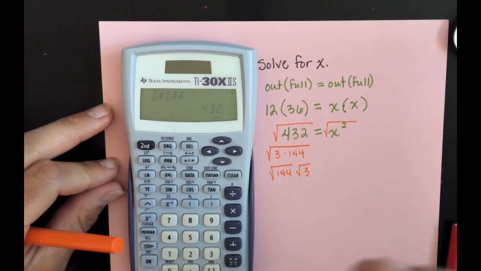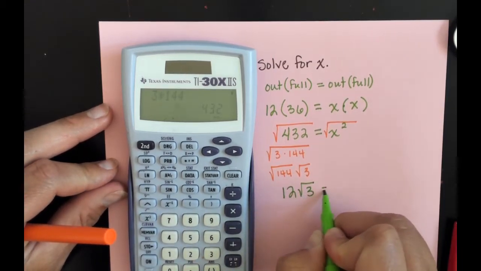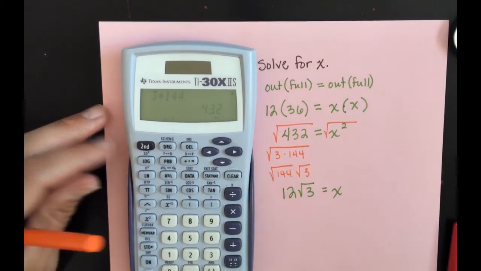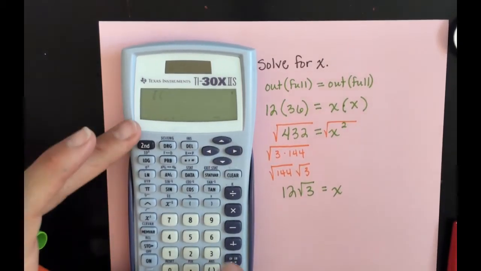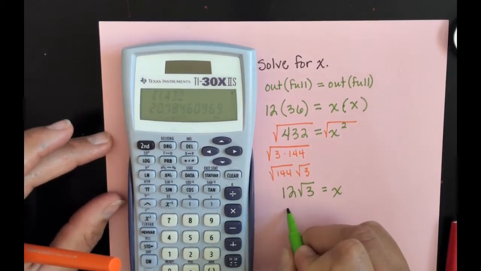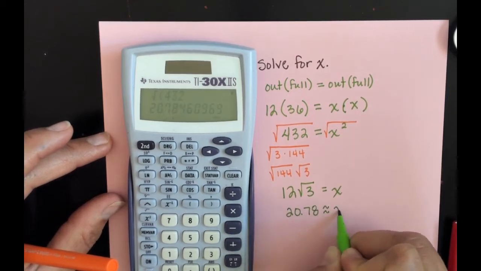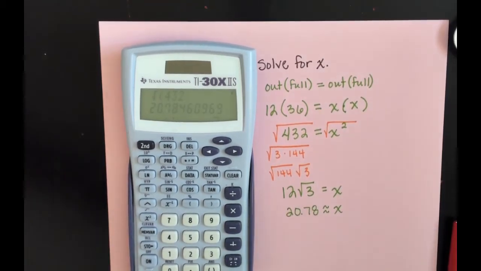So if I want my exact value answer, 12 radical 3 would be what x is. If I just want the rounded answer, just plug it in, square root of 432, and we end up with an approximate value answer, depending upon where they want you to round, of 20.78.